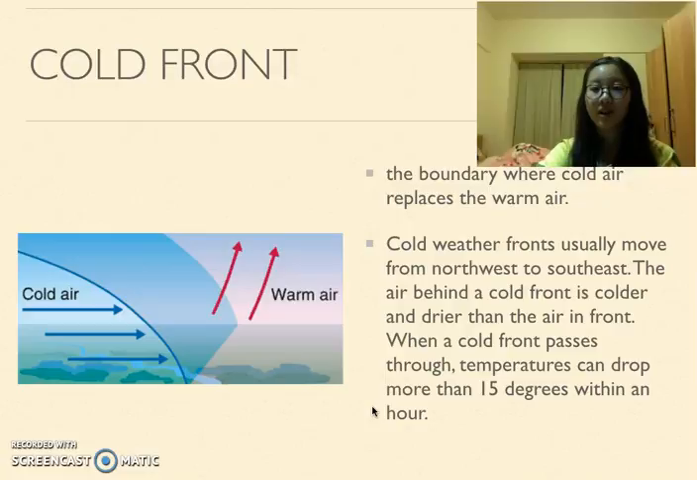Cold front is a boundary where cold air replaces the warm air. Cold fronts usually move from northwest to southeast. The air behind the cold front is colder and drier than the air in front. When a cold front passes through, the temperature can drop more than 50 degrees within an hour.